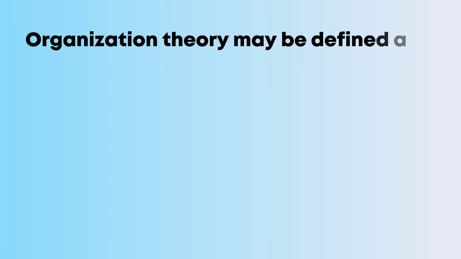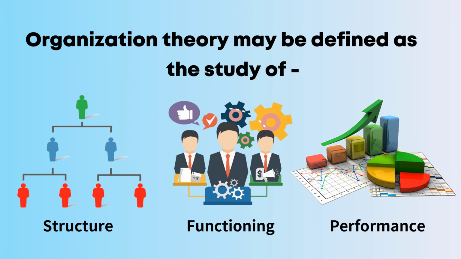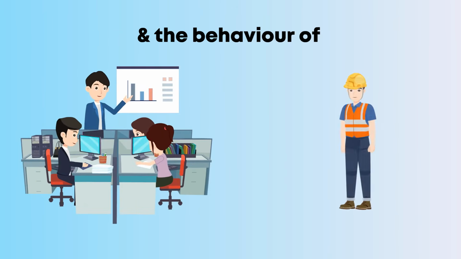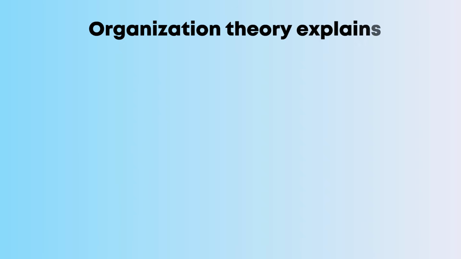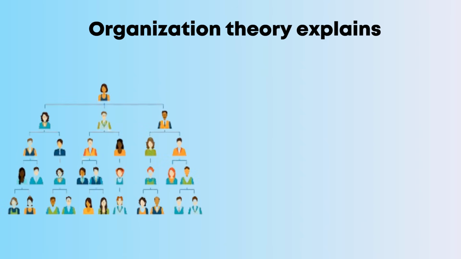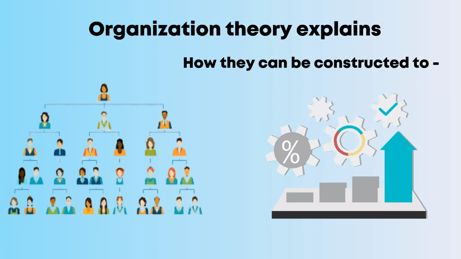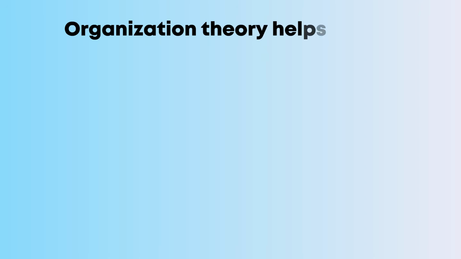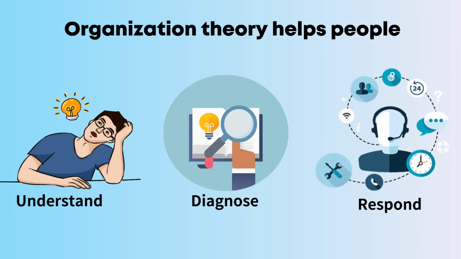Organization theory may be defined as the study of structure, functioning, performance of the organization, and the behavior of the groups and individuals working in the organization. Organization theory explains how organizations are actually designed, and it offers suggestions as to how they can be constructed to improve organizational effectiveness. Organization theory helps people understand, diagnose, and respond to organizational needs and problems.